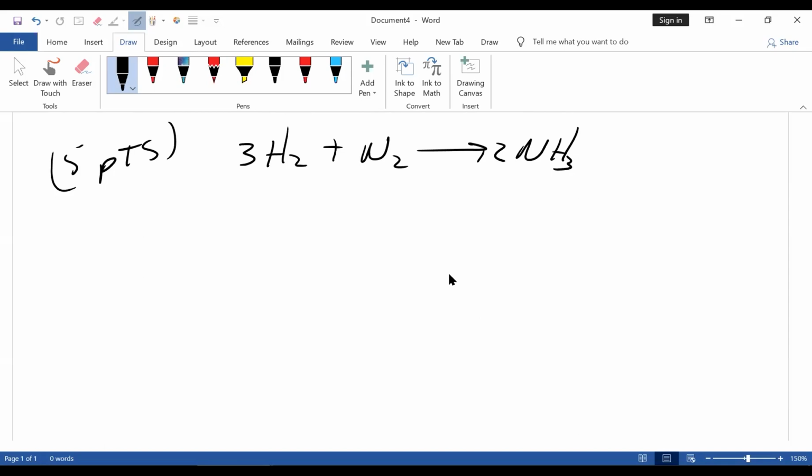Let's make sure this is balanced. 6 hydrogen, 6 hydrogen, 2 nitrogen, 2 nitrogen. And this is the reaction of hydrogen gas and nitrogen to make ammonia. It's a very important reaction.